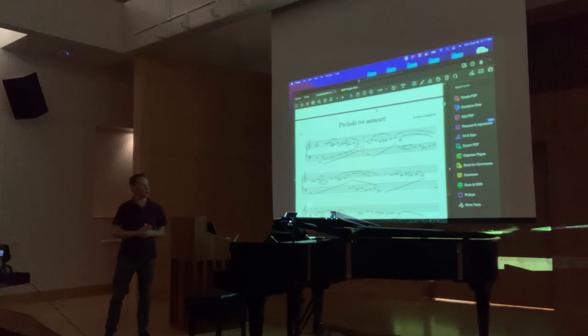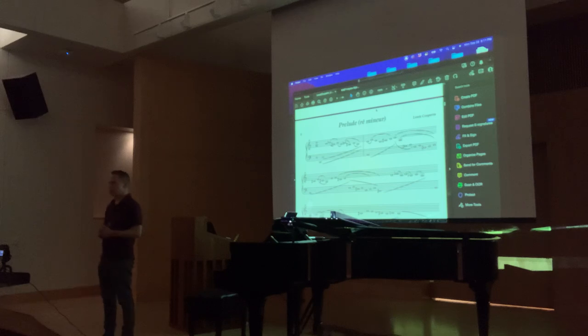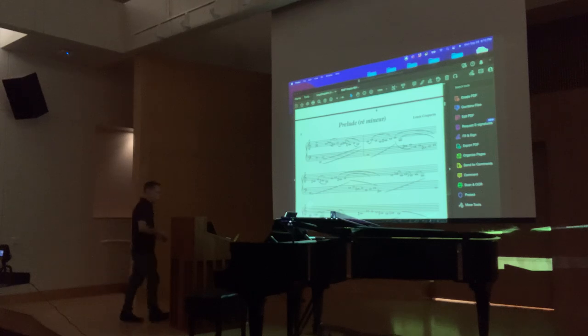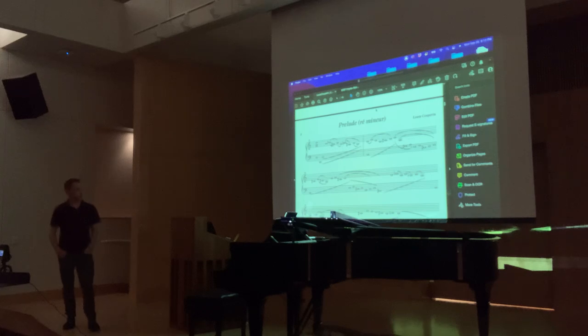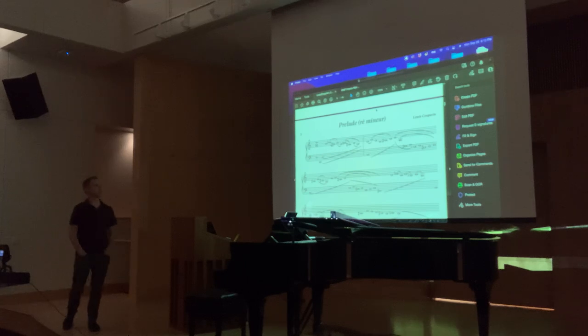But I actually want to spend a fairly good amount of time on Bach, longer than with Louis Couperin, which probably should make sense. There's a lot more to improvising in Bach, thinking about Bach, than just the jazz realm by any stretch of the imagination.